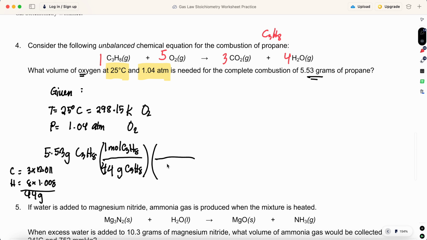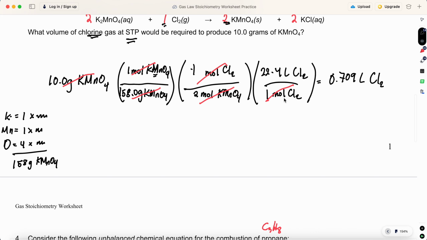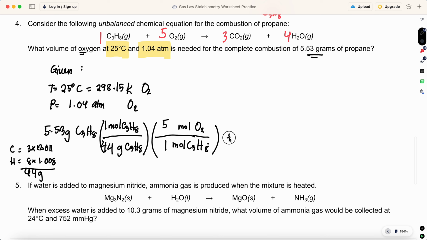So for the second term, we have how many mole of C3H8? And what we're looking for is oxygen gas, mole of O2. So we know that we have 1 mole of C3H8, we have 1 mole of propane, and 5 mole of oxygen gas. So the third term, which we usually do, the 22.4 liters here, is not applicable since this is non-STP. So we simply get the product of all of it.